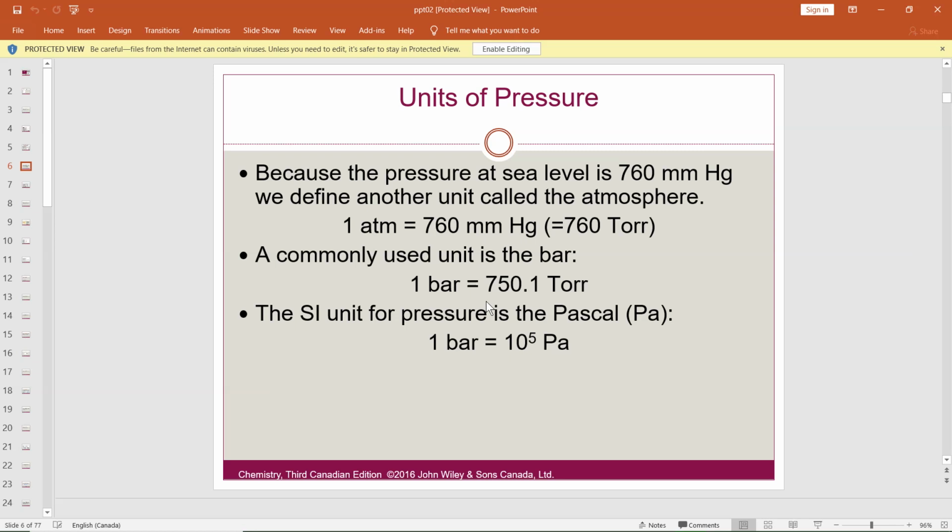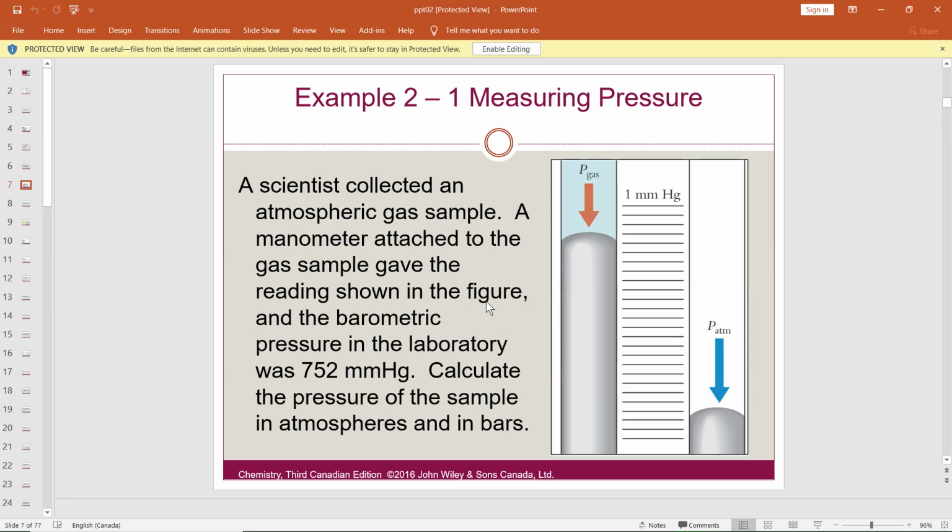Technically, the SI unit for pressure is the pascal, and 1 bar is 10 to the 5th pascals. We also use kilopascals a lot, and you'll hear that in weather reports, right? When they talk about barometric pressure, because if it changes a lot, that means that the weather is going to change, in theory.